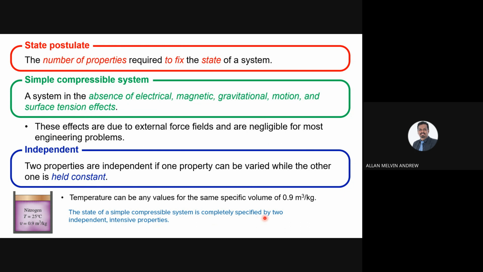And if the system has two independent intensive properties, and intensive we have seen, you can refer to yesterday's slide for what intensive is. Intensive means not related to mass. So if the system has two independent intensive properties, we can call it a simple compressible system.